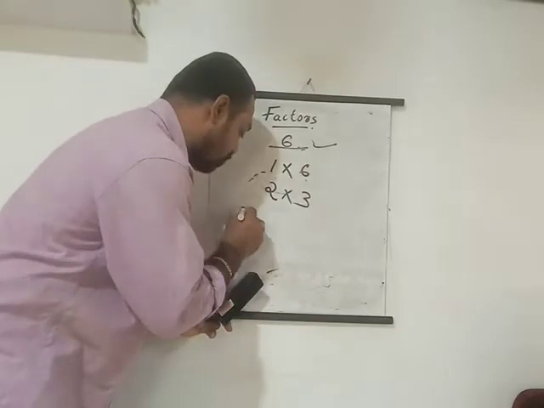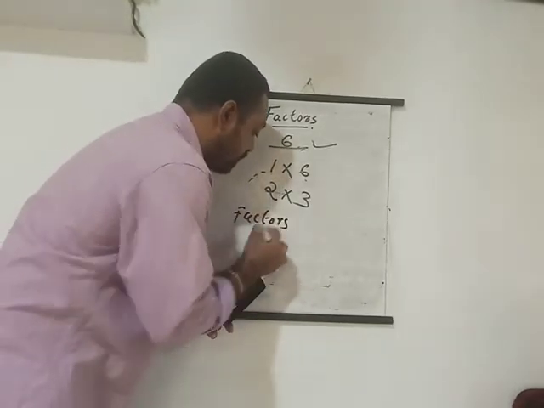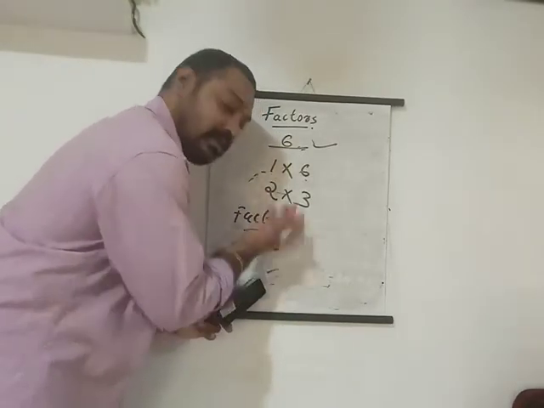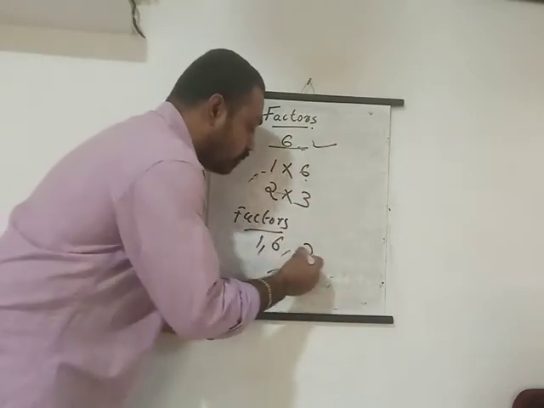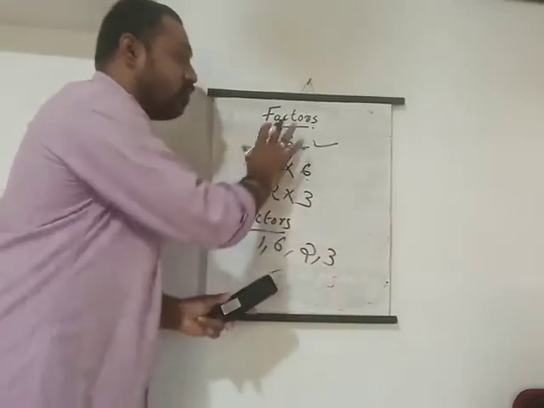So what are the factors of 6? You can write 1 is there, 6 is there. That always should be there. Then in addition, 2 and 3 are there. So these are the factors of 6.